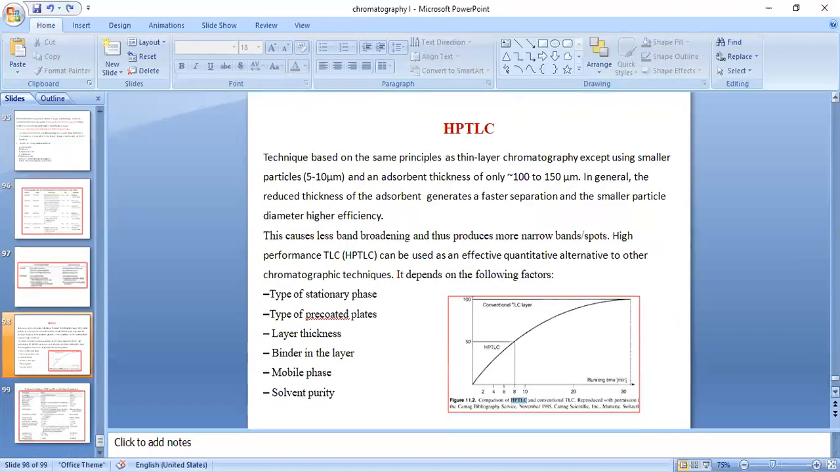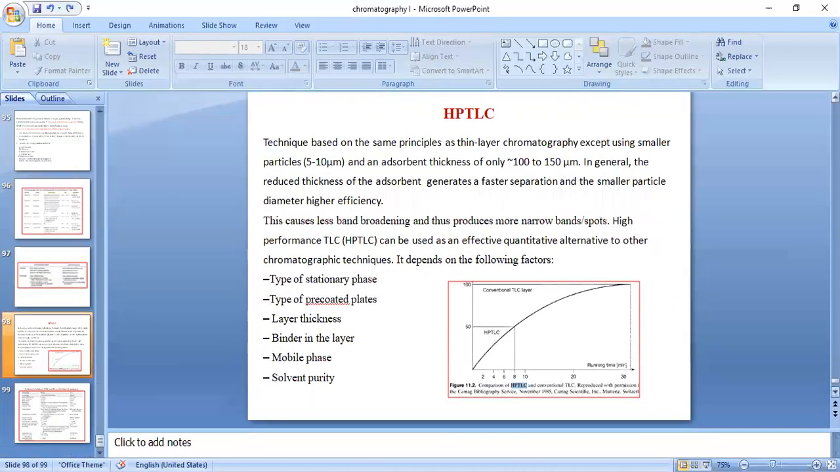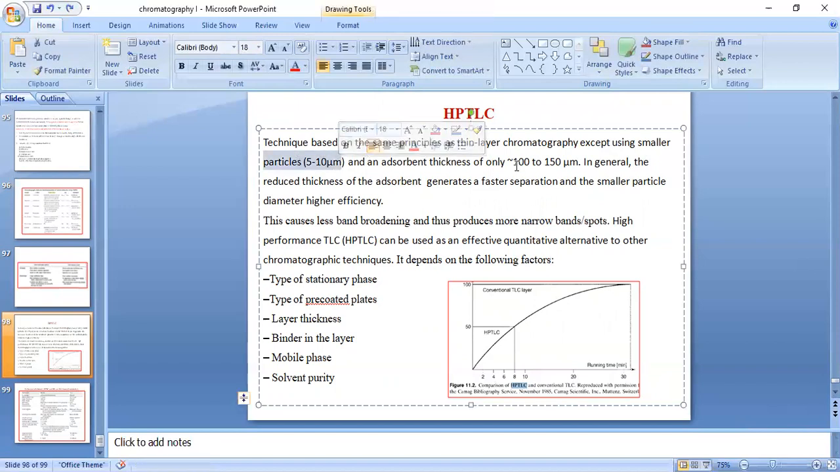The next topic is about high performance thin layer chromatography. Though high performance thin layer chromatography is the same as thin layer chromatography, there is not much difference in terms of its principle, in terms of its separation technique. Only thing between HPTLC and TLC is that in case of high performance thin layer chromatography, the particle size is around 5 to 10 microns and the adsorbent thickness is 100 to 150 microns.